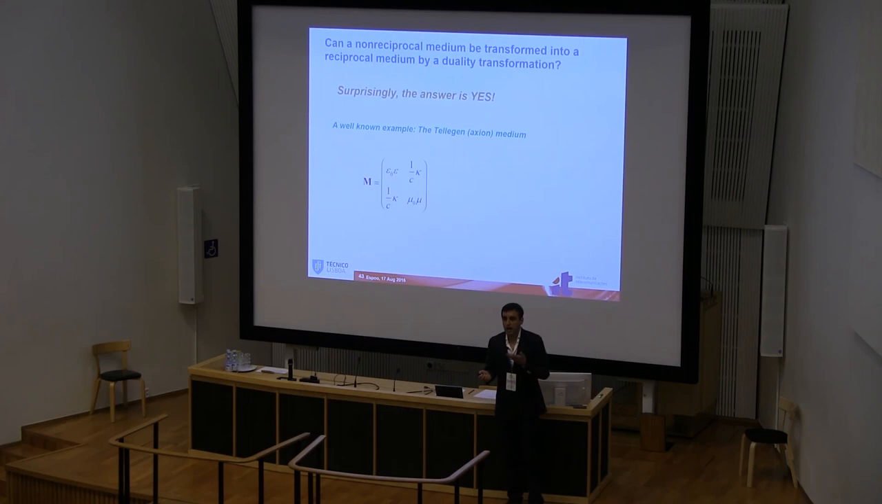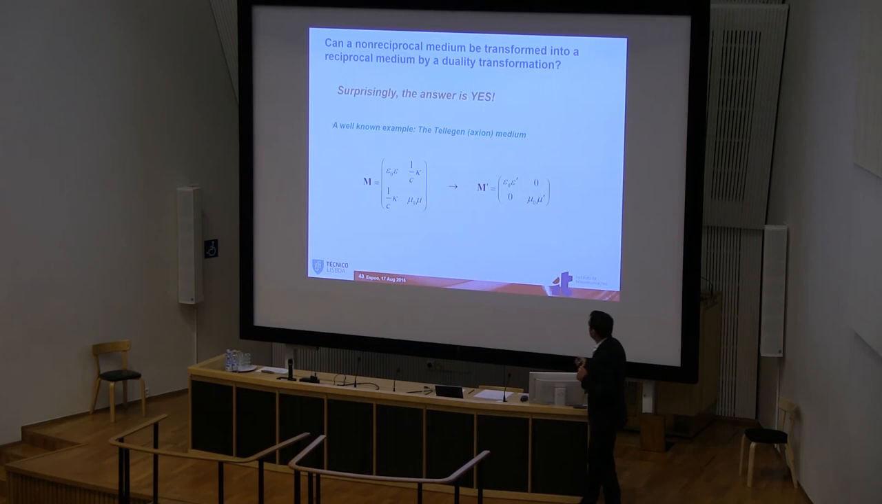The Tellegen medium, this hypothetical medium with bi-isotropic magnetoelectric coupling, it's well known that you can get rid of this Tellegen piece by doing a non-trivial duality transformation. You can transform this material into this standard material. So this is an example where a non-reciprocal material can be transformed into a reciprocal material. But this is not interesting to us.